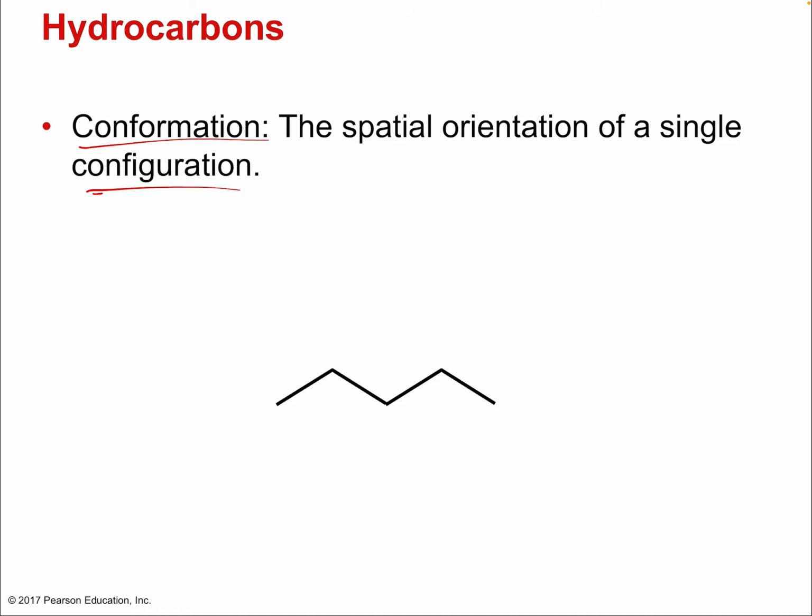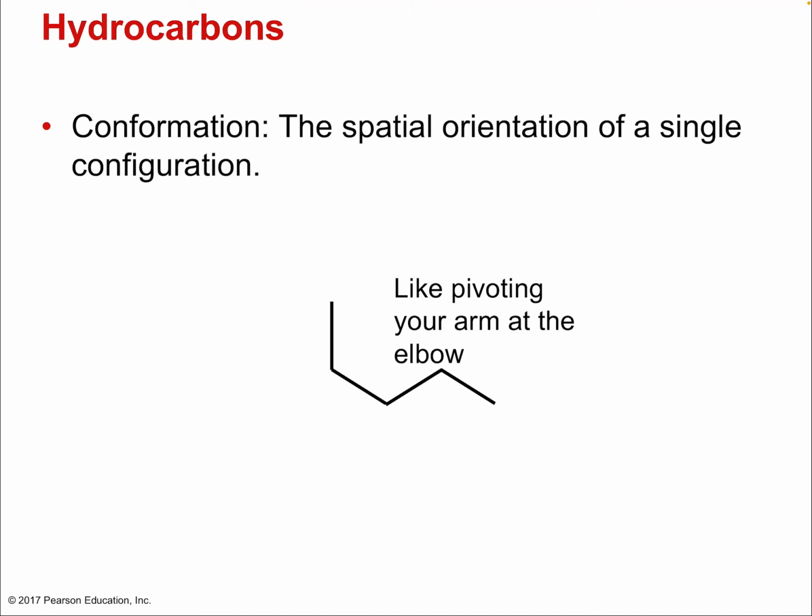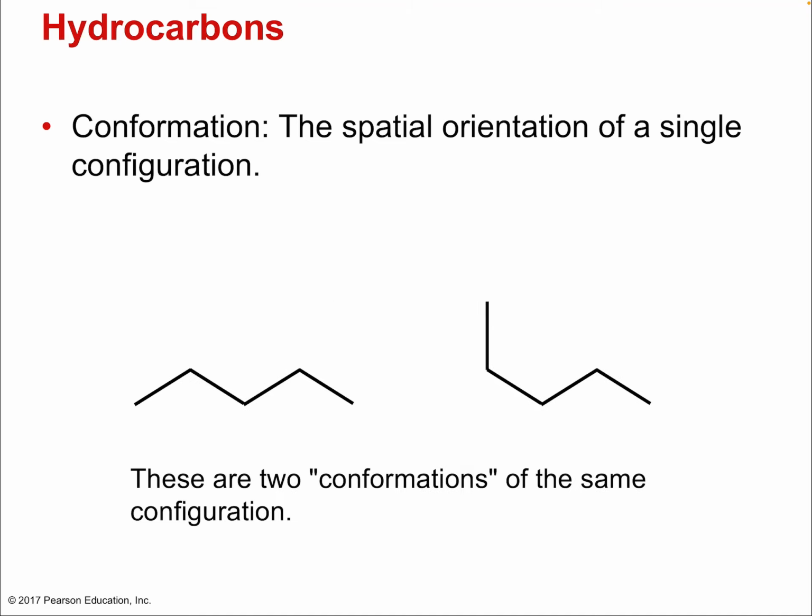It just means we've changed it, right? It's a new conformation of that hydrocarbon. So for example, if we rotate this bond, now we have a pivot, like pivoting an elbow, and this is a new conformation of this configuration, all right? So these are 2 conformations of the same configuration. So within a configuration, we can have conformations.